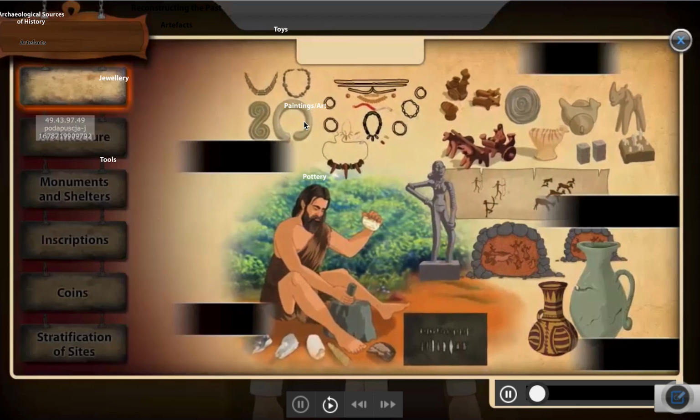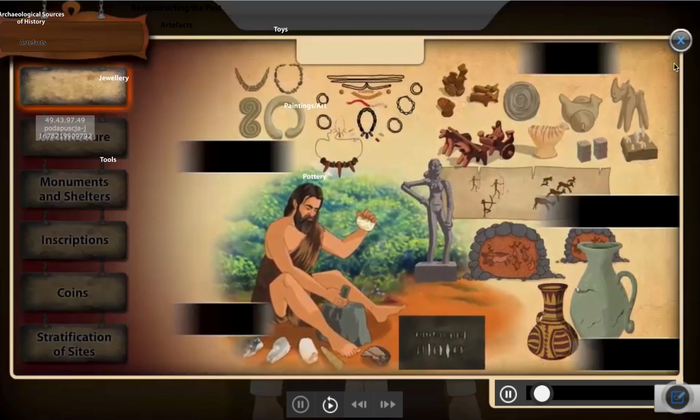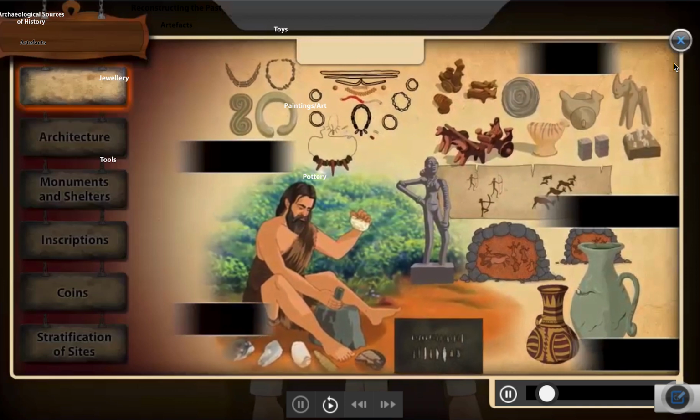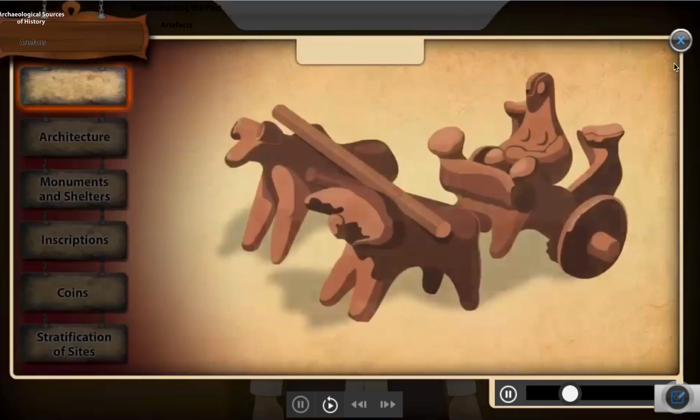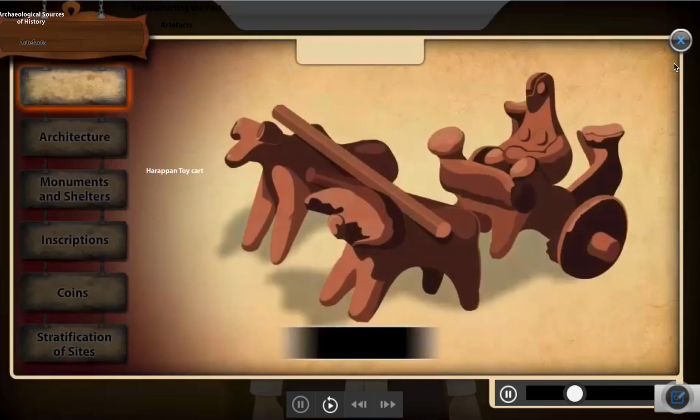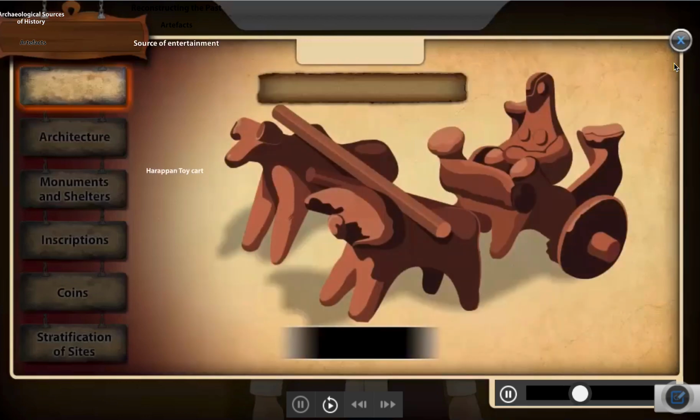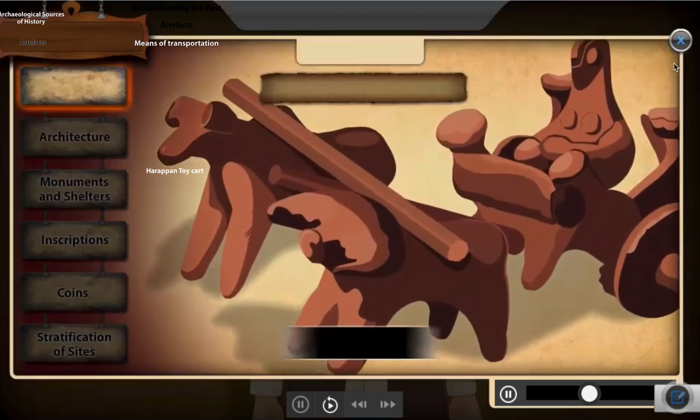Artifacts are objects made, used and left behind by past societies. These objects help throw light on the culture, lifestyle and people of past civilizations. For instance, the Harappan toy cart, besides telling us about the source of entertainment, also gives us a glimpse of the means of transportation used in those times.